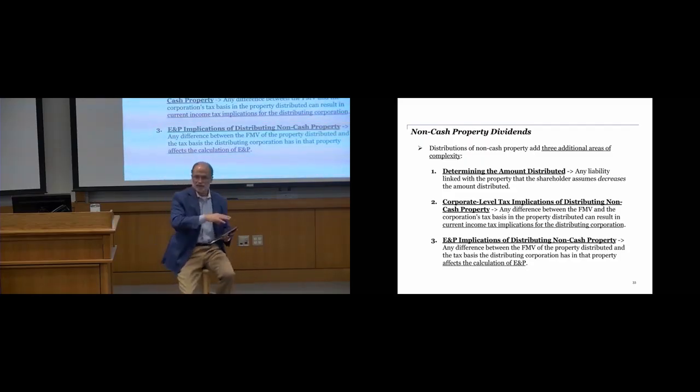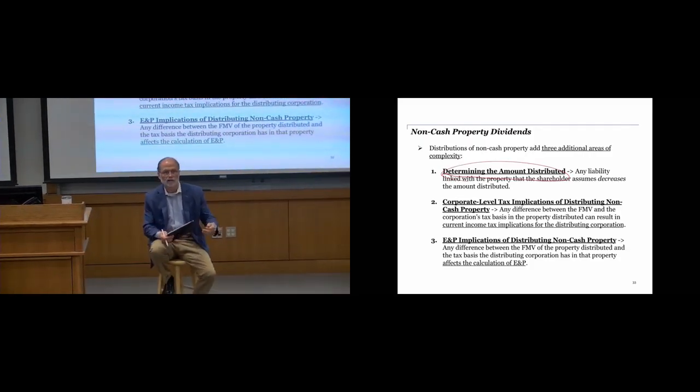This one I do have gain or loss in, because I'm dealing with non-cash property. So that's what adds the element here. First I have to determine the amount distributed, right? It's much easier to do with cash, so just know what it is. But any liability associated with the property that the shareholder assumed decreases the amount distributed, because I'm looking at net value.